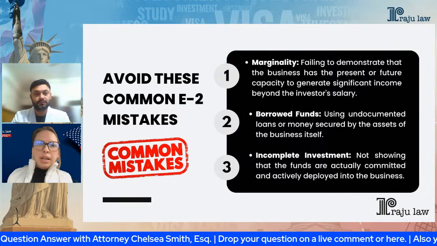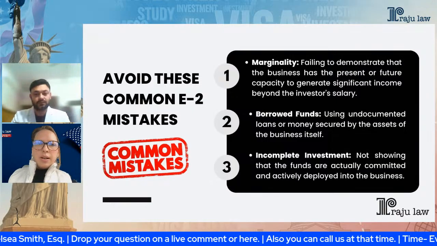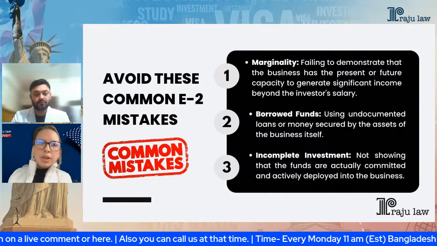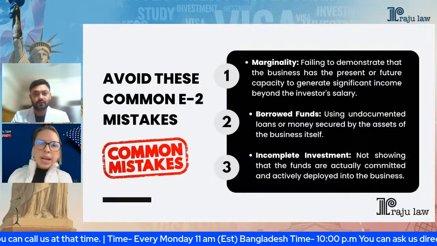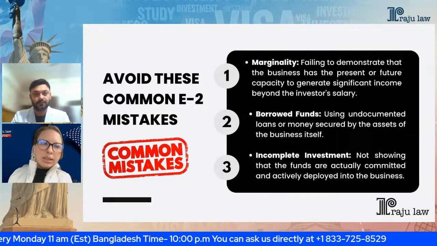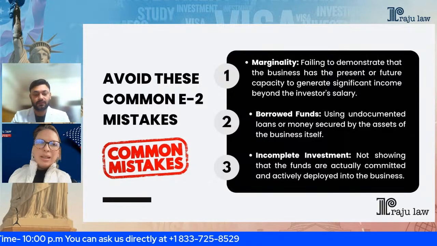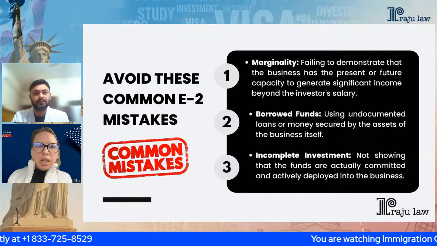We also want to point out that the idea of borrowed funds can be problematic. This includes using undocumented loans or money secured by the assets of the business itself. This can be problematic. It goes back to legitimate funding. We want to be able to show that it's very clearly obtained lawfully and well documented. We don't want to have anything that just comes in and we can't account for it.